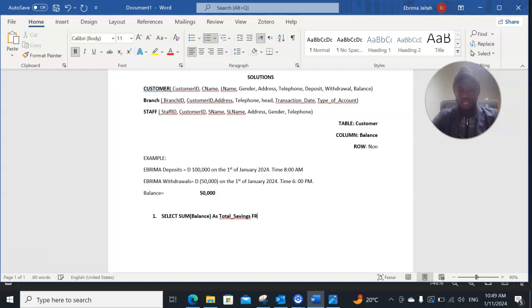From where are you selecting this information? From customer, because the balance is found on the customer table. And then you write your semicolon. Without this semicolon, it's not going to run. So you say select sum of the balance as total_savings from customer. It will bring the total balance of the customers. So that's question number one.